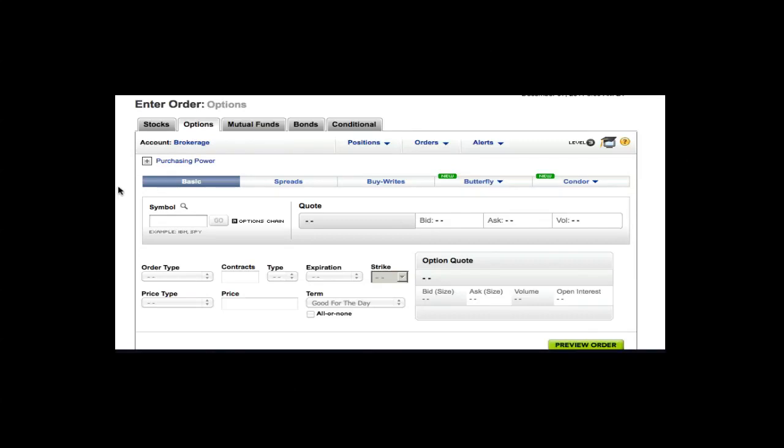Okay, in this tutorial, we're going to teach you the basics of buying an option. We're going to put in a symbol. We're going to use Google.